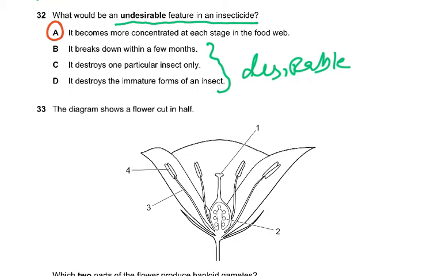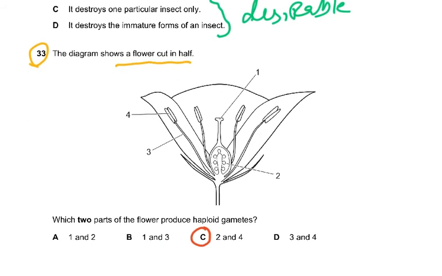So the undesirable feature is it becomes more concentrated in each stage in the food web. This is the undesirable feature, and that of course results in problems, as it accumulates and increases. Then coming to question 33, the diagram shows a flower cut in half.